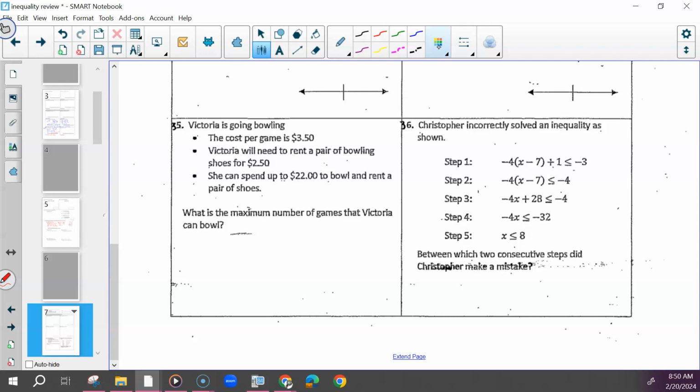What did he do wrong between 4 and 5? So between step 4 and step 5, because he didn't flip the sign. Other questions on page 4? Page 5.